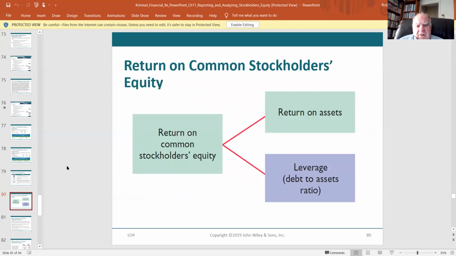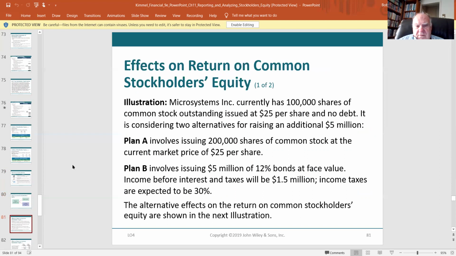Return on common stock. Return on assets, leverage, debt to asset ratio. Whoa, look at that. Return on assets. Return on common stockholders ratio. Again, they're asking us to do something.